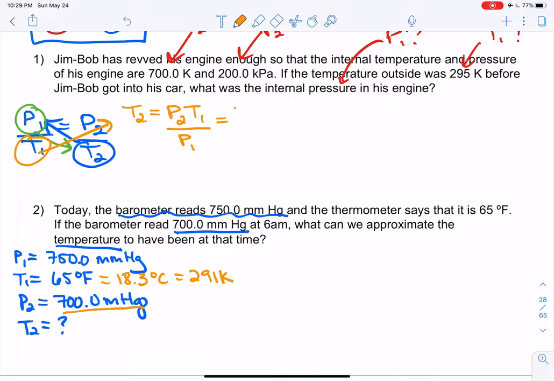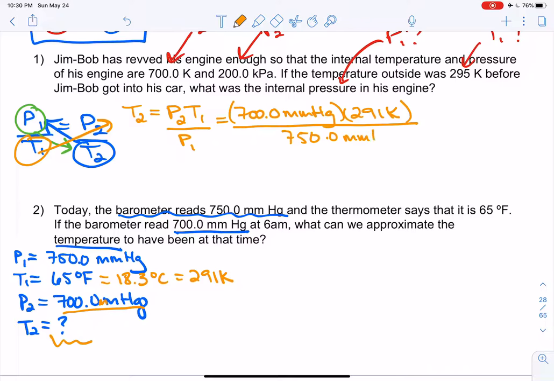P2, we've got P2 at 700 millimeters of mercury. There we go. And T1 is 291 Kelvin. Now, remember, if you're doing P2, your brain is going to want to do T2 on the top there. But good thing in this question, we don't have a T2. We have a T1, so we'll fill that in there. And that P1 is 750 millimeters of mercury. And what cancels out? Millimeters of mercury. So our pressure unit cancels out, and we're left with Kelvin, which is a temperature unit, which makes sense because we're solving for a temperature, for T2.